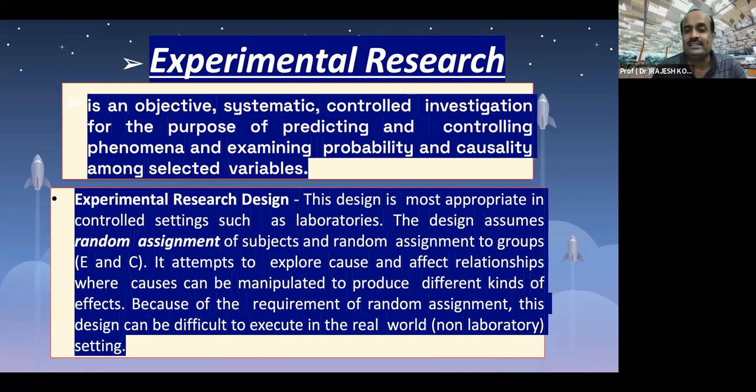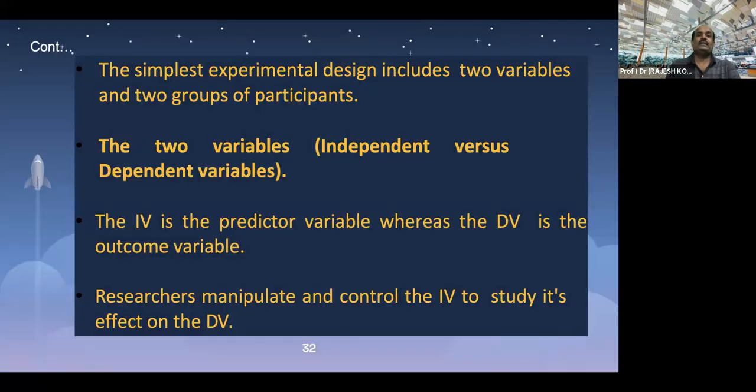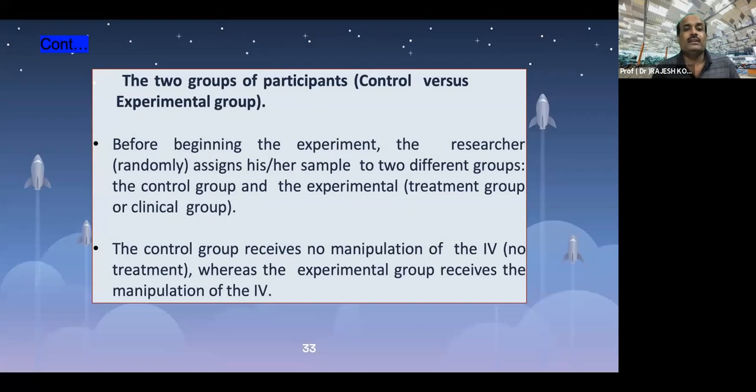Experimental research design is the most appropriate. We will use randomization, control, and manipulation, and also random assignment. This is the simplest experimental design. It includes two variables: independent variable and dependent variable. Then we will find out how this independent variable is affecting the dependent variable. There are two groups, a control group versus an experimental group. For the experimental group we will give an intervention, and for the control group we will give a placebo. Then we will find out the results.